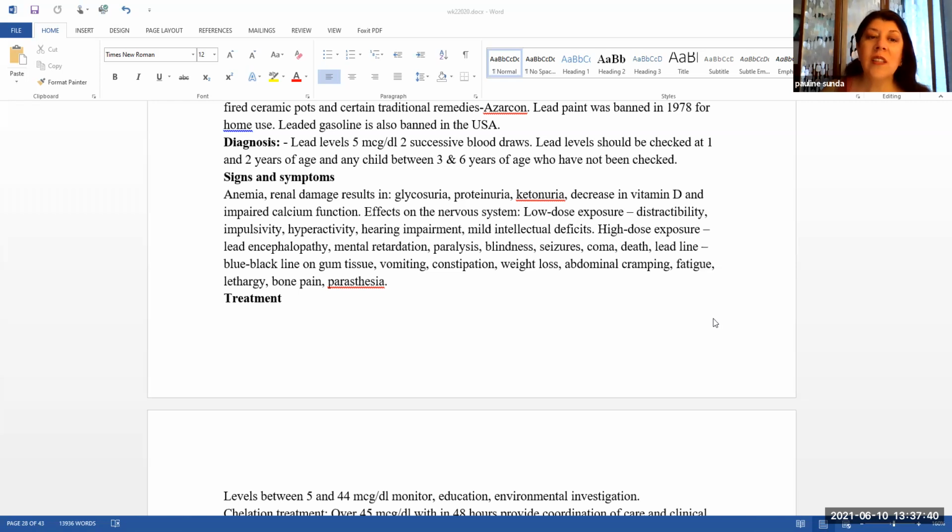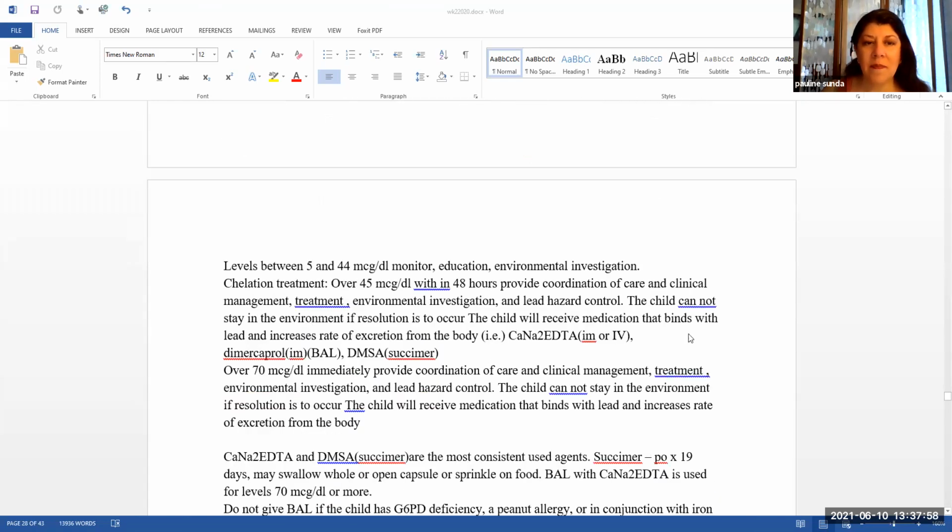High dose exposure can lead to lead encephalopathy, cognitive impairment, paralysis, blindness, seizures, coma, death, a lead line, which is a blue-black line on gum tissue, vomiting, constipation, weight loss, abdominal cramping, fatigue, lethargy, bone pain, and paresthesia.